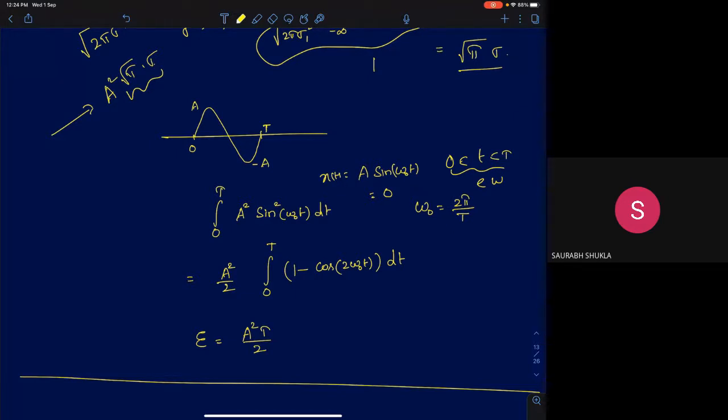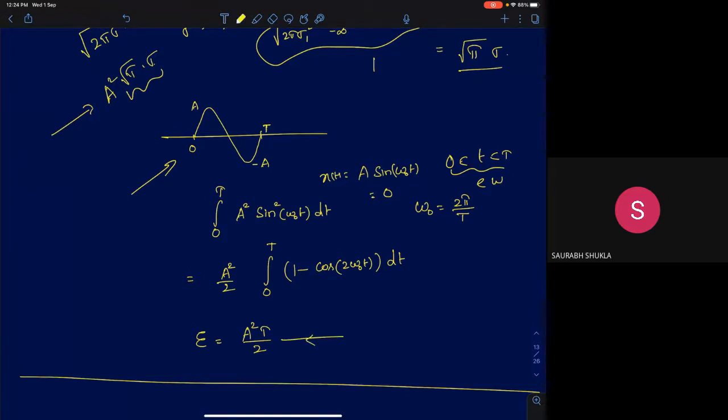So generally I said energy will be finite for signals which are of finite duration. So the energy of this signal is simply given by, you just have to square it, and you can easily show it will be a square by 2 into t. See, I'm not going through this integral. It's a very trivial integral. So you will get a square by 2 into t. So that's the energy of a single pulse sinusoid.